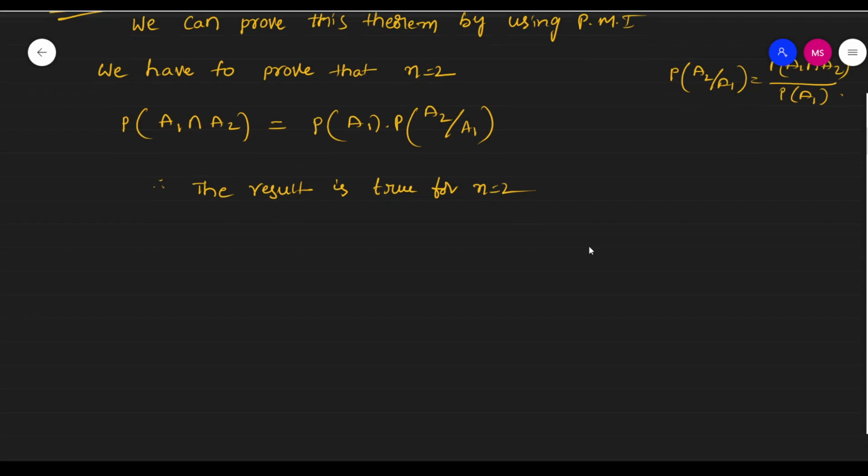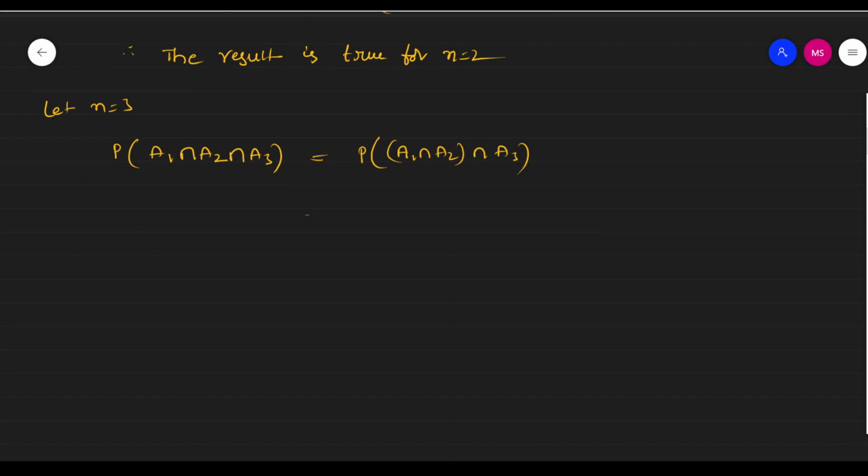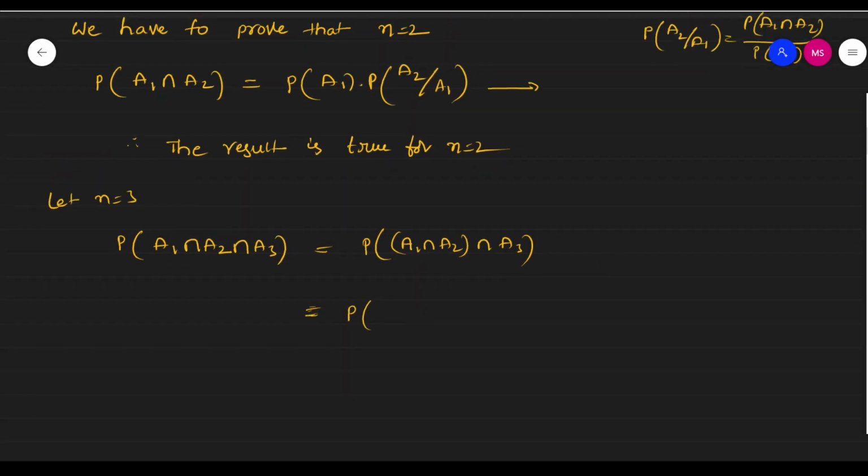Now I am taking another number, let n equal to 3. So you can take 3 events, P of A1 intersection A2 intersection A3 is equal to, separating into 2 terms, A1 intersection A2 as one term, and intersection A3. Observe that P of A1 intersection A2, using 1, this is equation number 1.